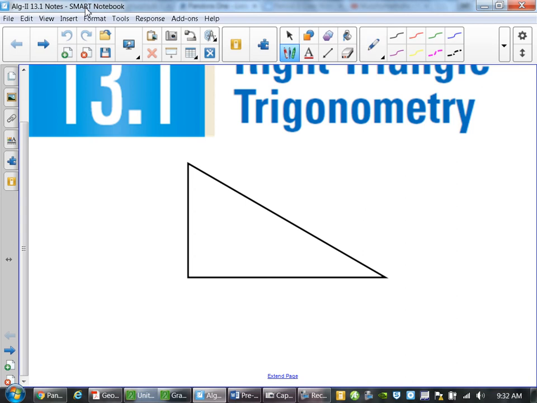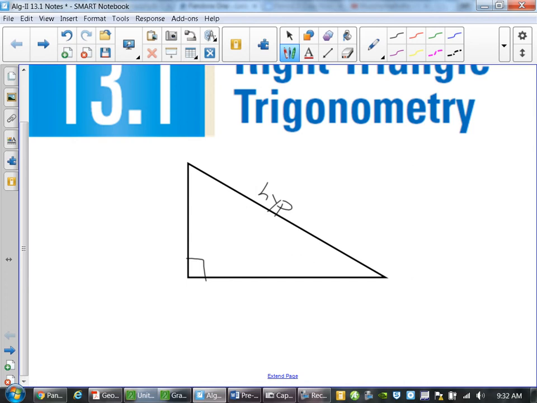What I usually do with this first part here is just remind you guys of what everything means. In a right triangle, you have to have a right angle, a 90 degree angle. Opposite the right angle is always the hypotenuse, the longest length. The other two sides are the legs.